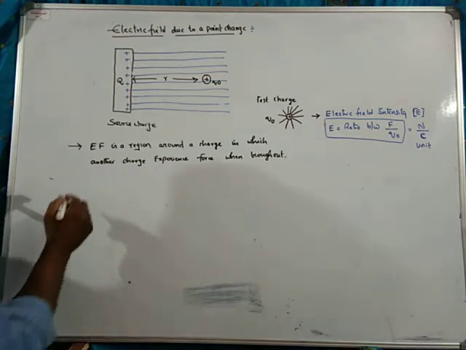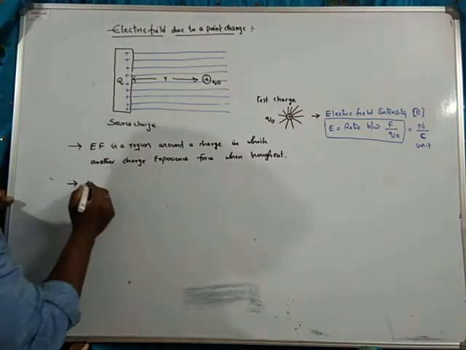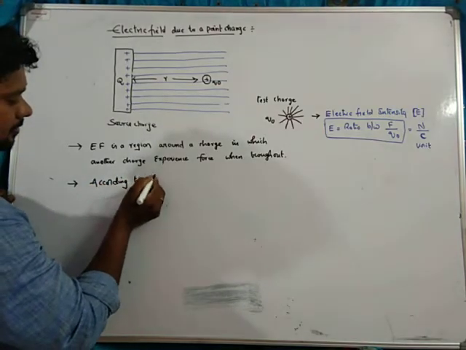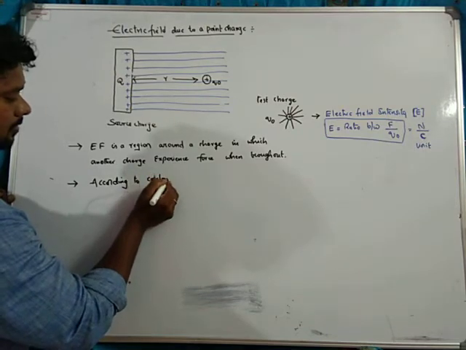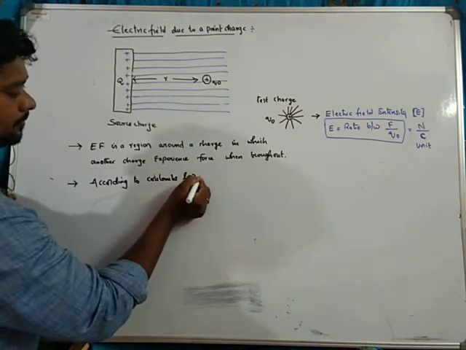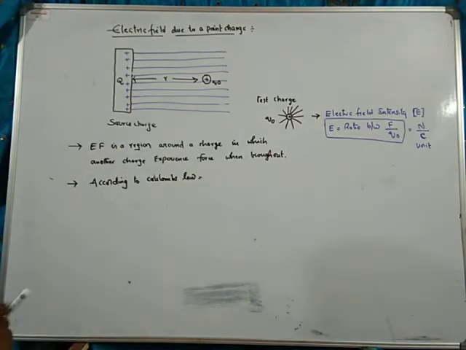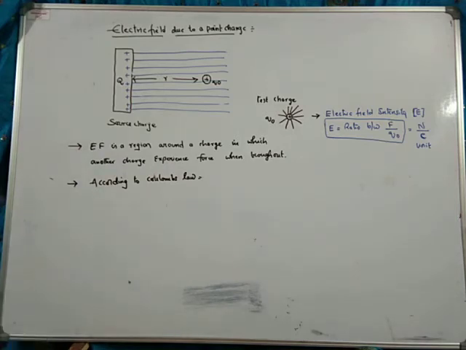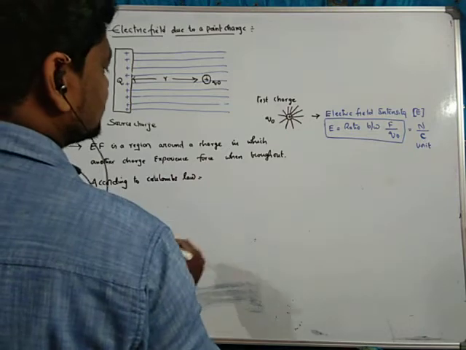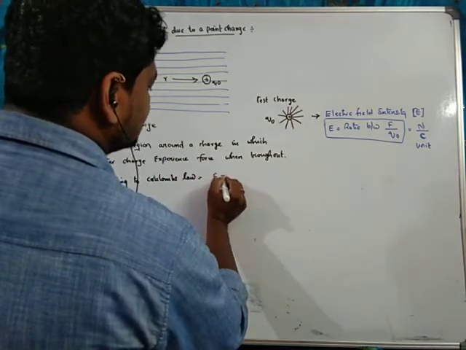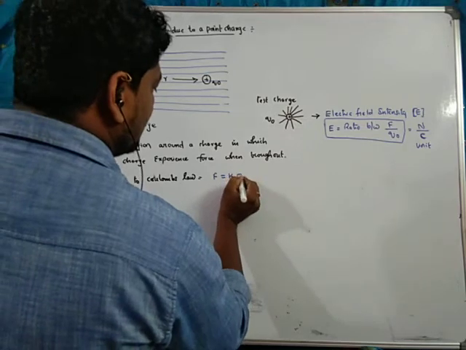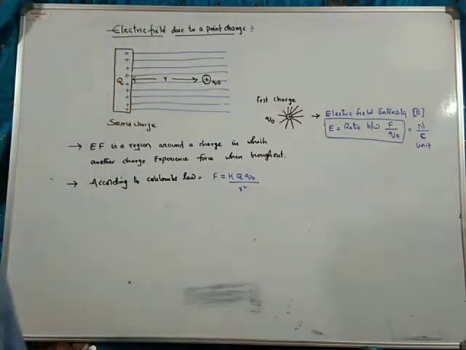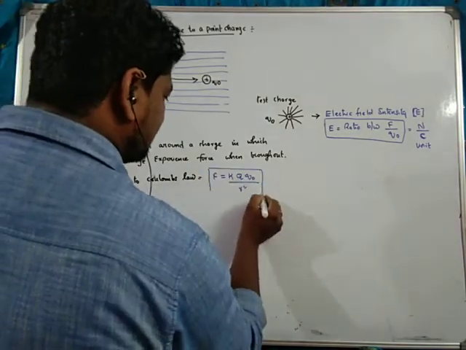Okay. Now, already we stated Coulomb's law. So according to Coulomb's law, what is Coulomb's law? The force is directly proportional to the product of their charges and inversely proportional to the square of the distance. That is, force F is equal to K into capital Q small q naught divided by r squared. This we represent as equation 1.